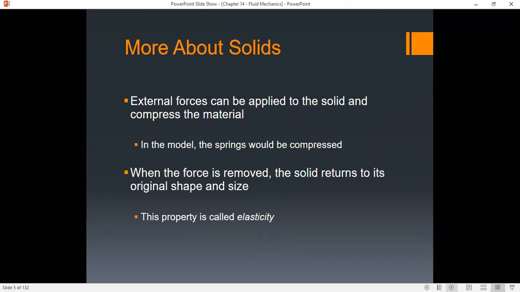In terms of solids, external forces can be applied to a solid to compress the material. We'll often call these external forces distributed over an area stress. And when the force is removed, again, because the solid has a definite shape, it returns to its original shape and size if it's a true solid, and we haven't pushed it beyond what's called the elastic limit.